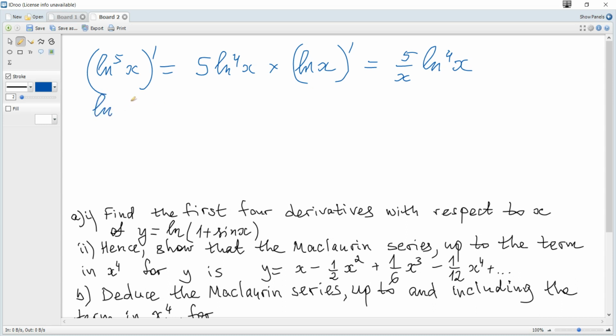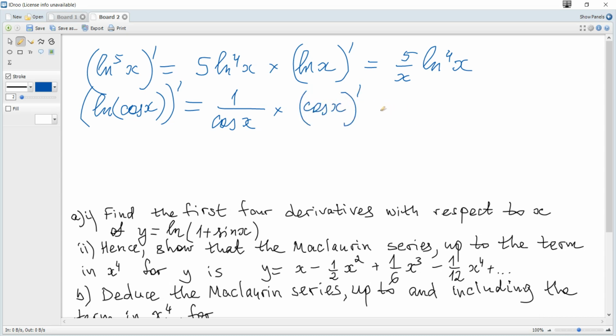If there is no power but a more complicated argument, for example ln of cosine x, and we need the derivative, we apply the same rule as for ln derivative, it's 1 over x, but instead of x we write this argument, so it becomes 1 over cosine, and according to the chain rule we multiply by this argument's derivative, so multiplied by cosine derivative. Cosine derivative is negative sine, so it becomes negative sine over cosine.